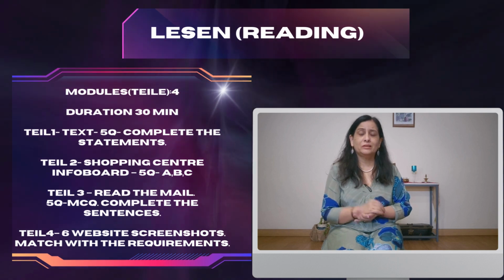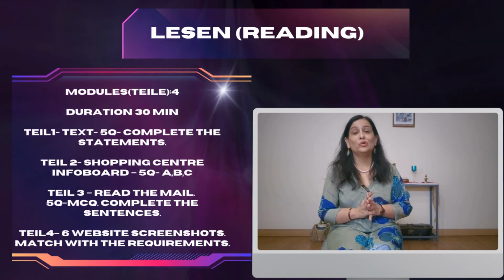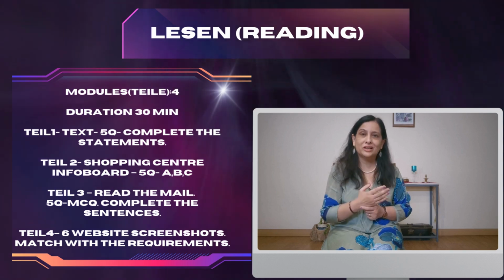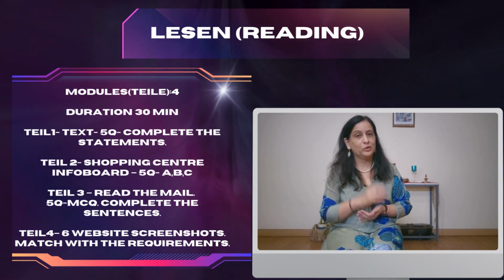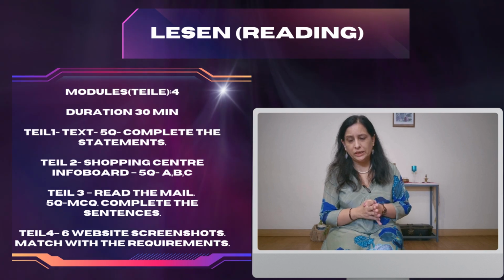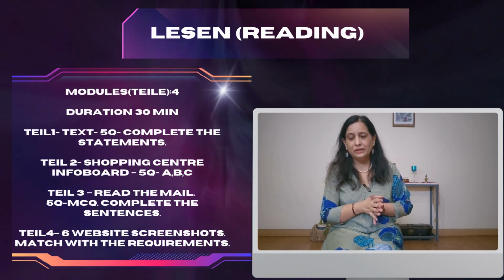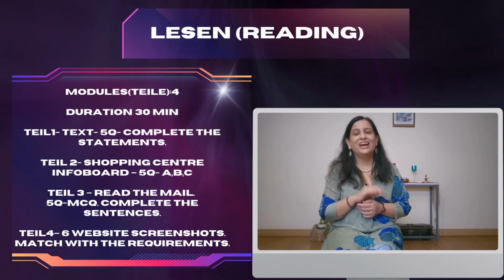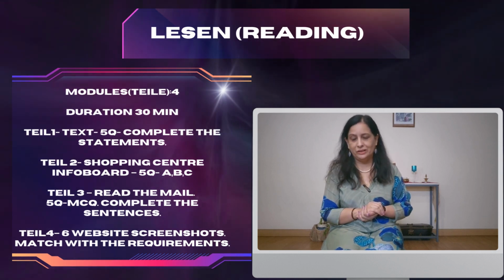Then for example, if you want to buy a sofa, then you will have to look for a furniture shop where you get that, on which level, which is the correct one, that you will have to see there and mark the correct one, okay. This is the second tile from the Lesen section. Now in the third tile you will get an email to read, okay, and then there will be 5 incomplete sentences just like tile 1, and you will have to complete those sentences. Again there will be 5 tasks.